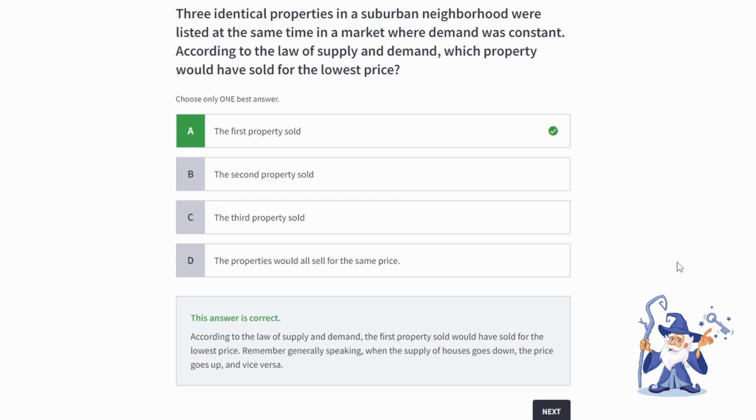Remember, generally speaking, when the supply of houses goes down, the price goes up, and vice versa. So this is again one of those supply and demand problems where you have to use that principle in your mind and just problem solve.